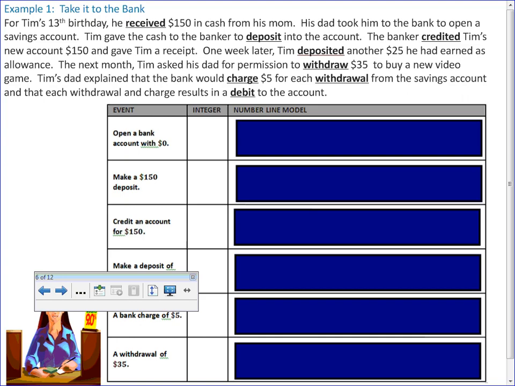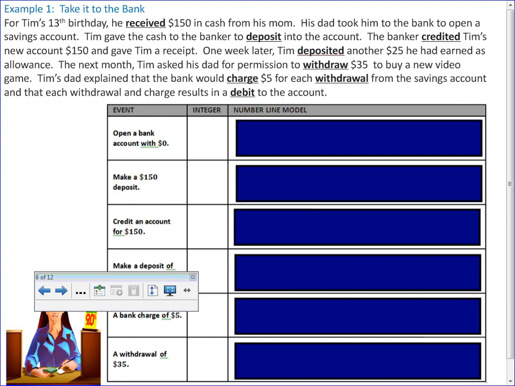Let's look at this real-world example of how integers play a part in our lives every day. Because they do. Why do we have to learn this? Well, you do have to learn this because this is a real-life situation. We use integers more than you realize.